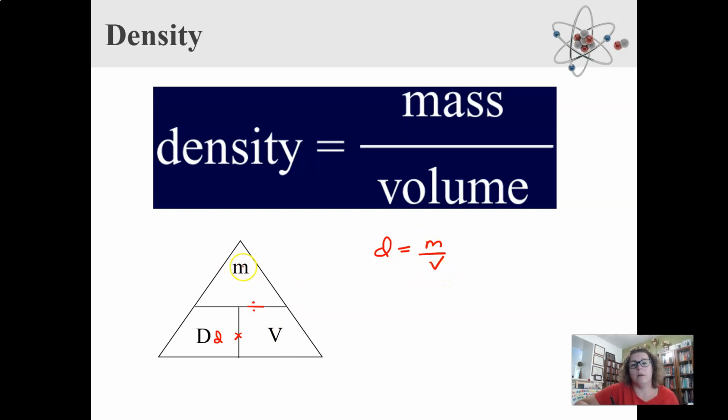What if I wanted to solve for mass? Okay, well, I want to solve for little m. What's left? The other two variables. So I have density next to volume, which means density times volume.